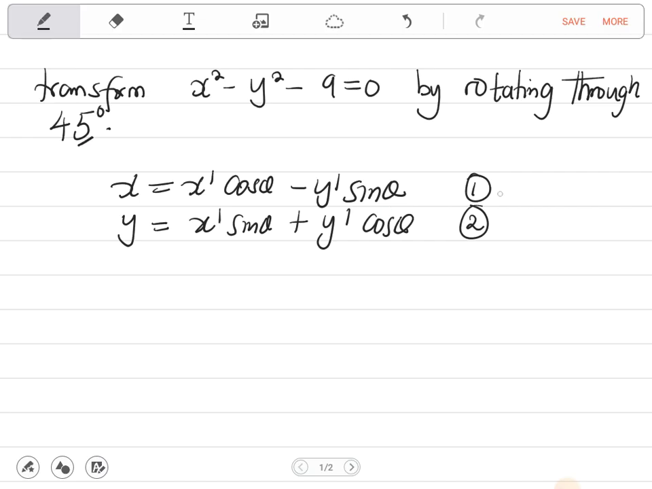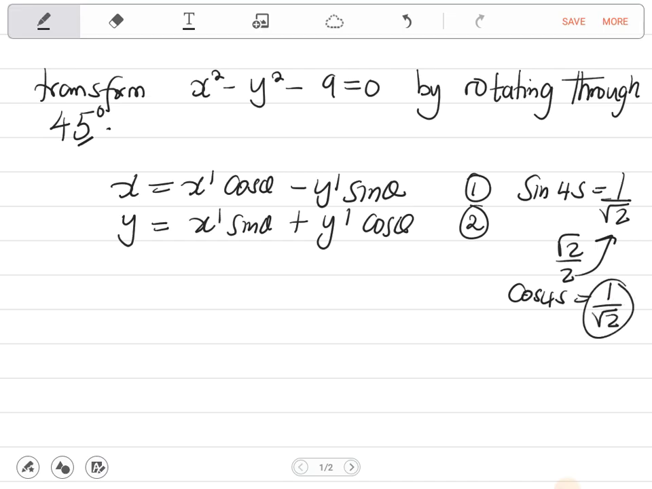So we know that sine 45 is just 1 over root of 2. Some of you write root 2 over 2. This and this are just the same, right? Even cos 45 is still 1 over root of 2. So they are the same. Sine 45 and cos 45, we know that they're the same, right? We now plug in here.